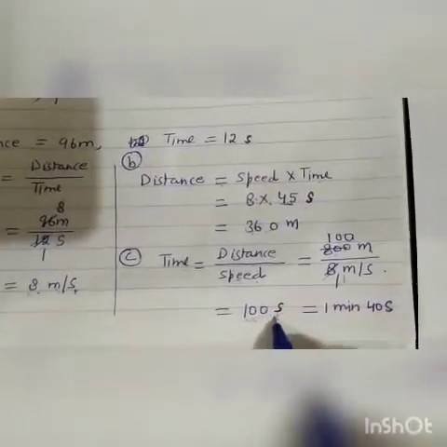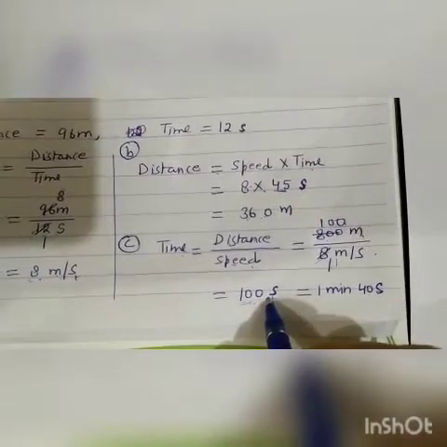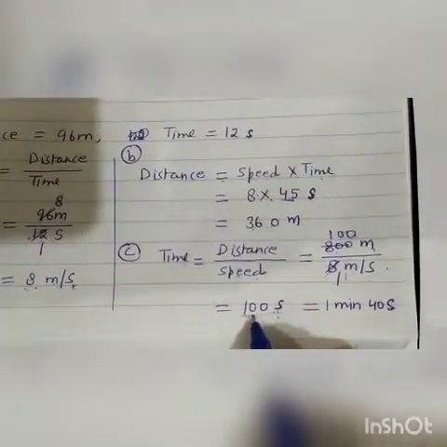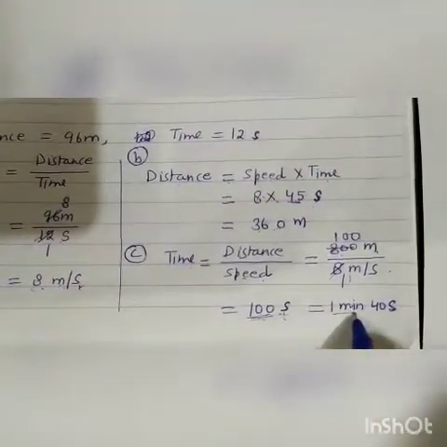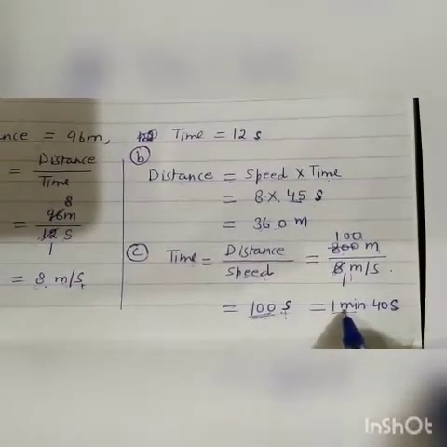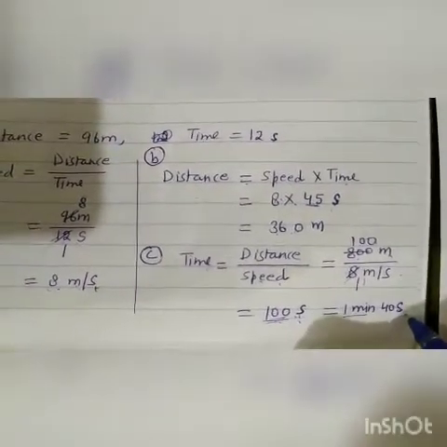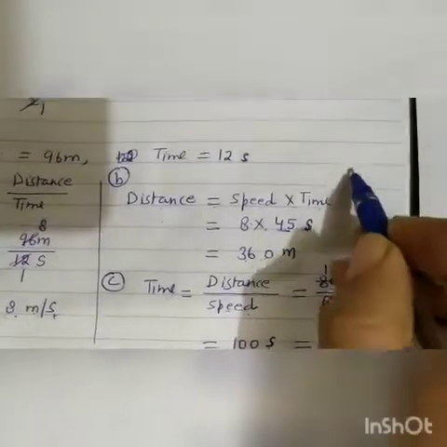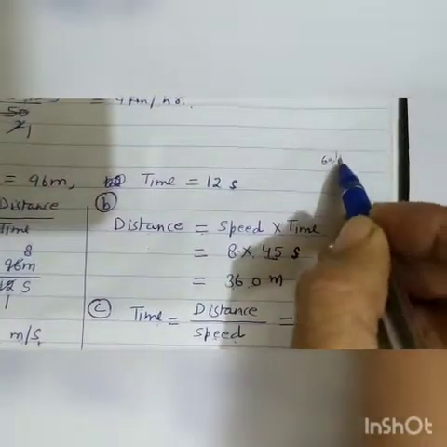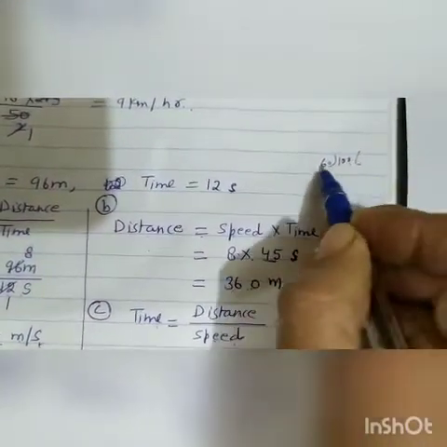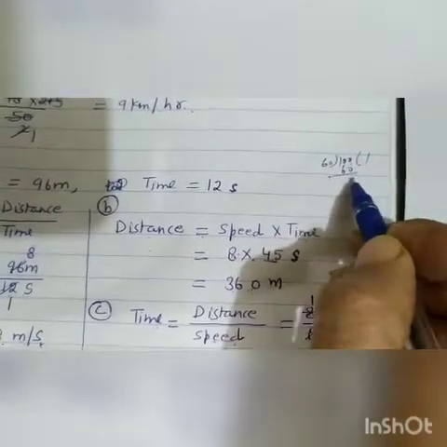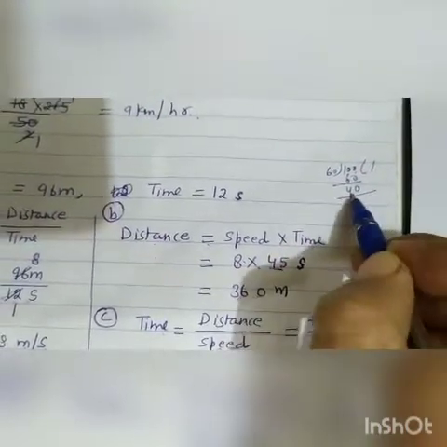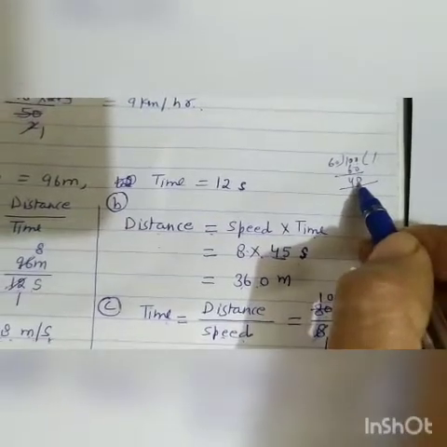Now when we convert this second into minute, 1 minute is equal to 60 second. So if we take 60 second for 1 minute, then 40 second left. So time is 1 minute 40 second. Or we can say we will divide 100 second by 60. 60 1 ja 60. 40 remainder. So 1 minute 40 second.